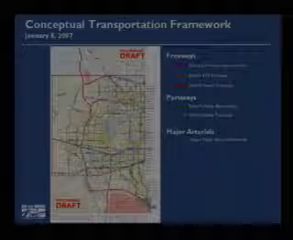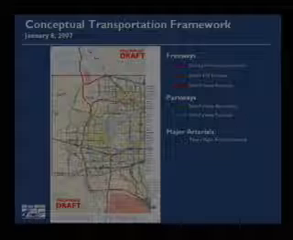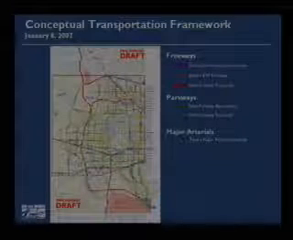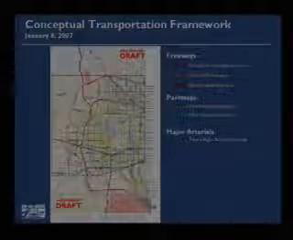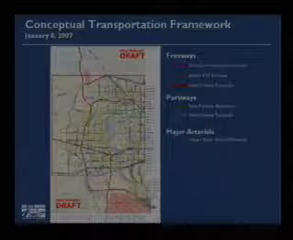One of the things that we at MAG are personally concerned about is that the Hoover Dam bypass is going to open up here at the end of 2008, which is going to open up even more truck traffic coming down Highway 93.